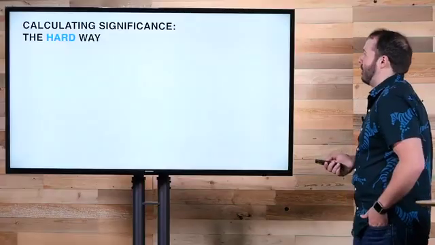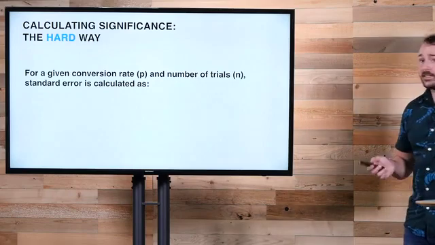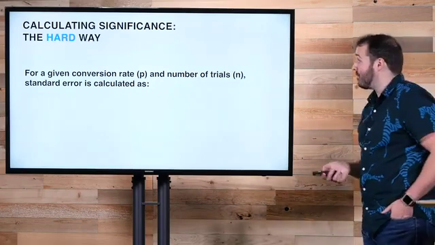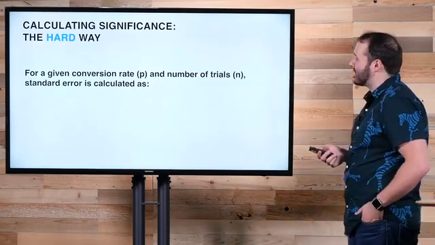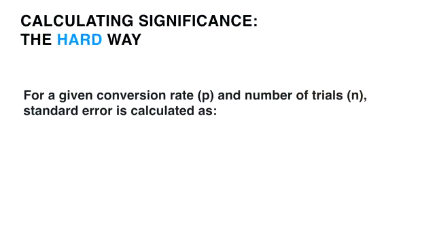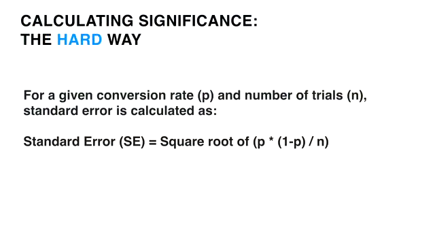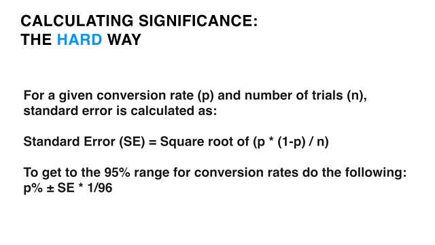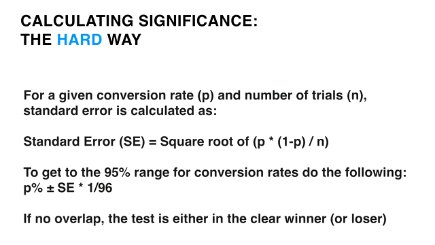So, calculating it the hard way. For a given conversion rate, let's say P, and number of trials, N, standard error is calculated as SE equals the square root of P times 1 minus P, divided by N. To get to the 95% range for conversion rates, do the following: P plus or minus standard error times 1.96. If there's no overlap between those, the test is either the clear winner or loser.